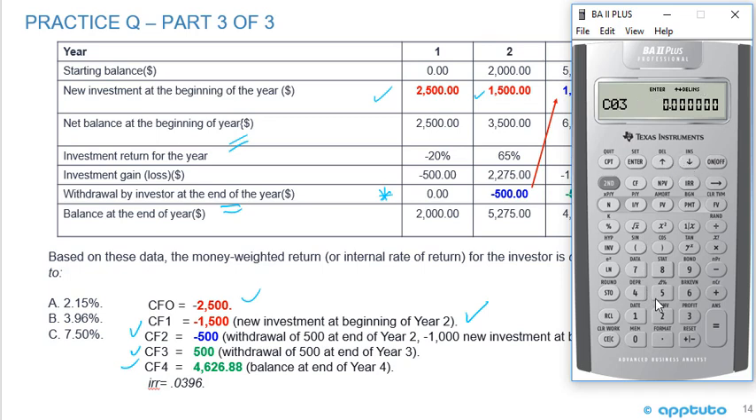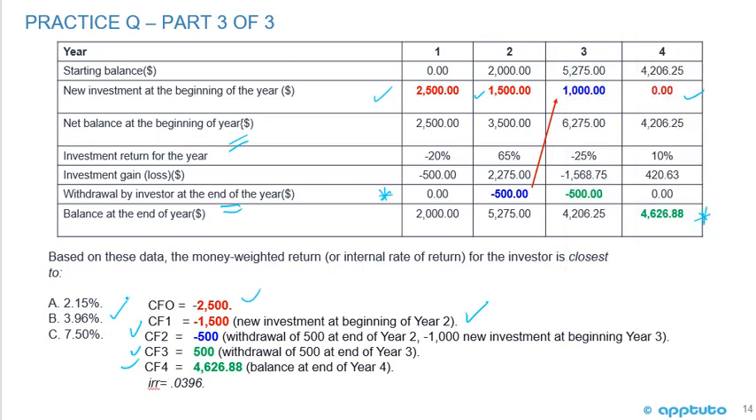And finally C3, which was a withdrawal from the fund, positive to me. Enter that, frequency 1. And finally our balance in the account was the 4626.88. We're going to hit enter, go to my IRR, hit compute, and it's closest to, well, it is exactly 3.96. So the correct answer is B.